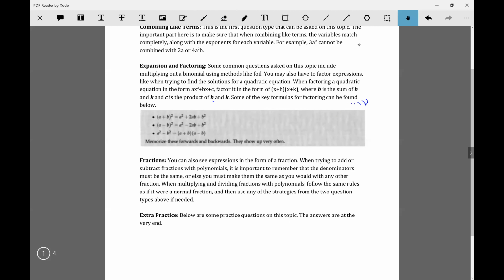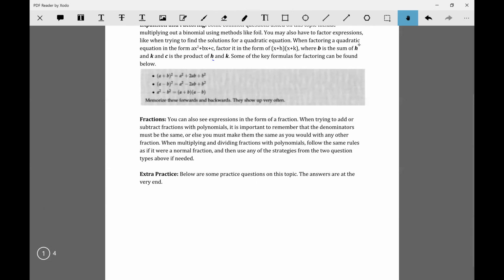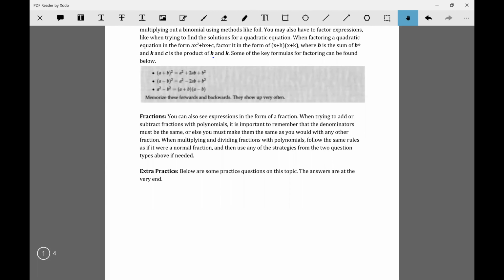And also some key factoring tips, like equations, are listed below. Remember, these notes and the practice problems at the end are going to be posted on Google Classroom. So I highly suggest you look over the notes if you need any further help in written form, as well as I would suggest you do all the practice problems and the answers at the very end.